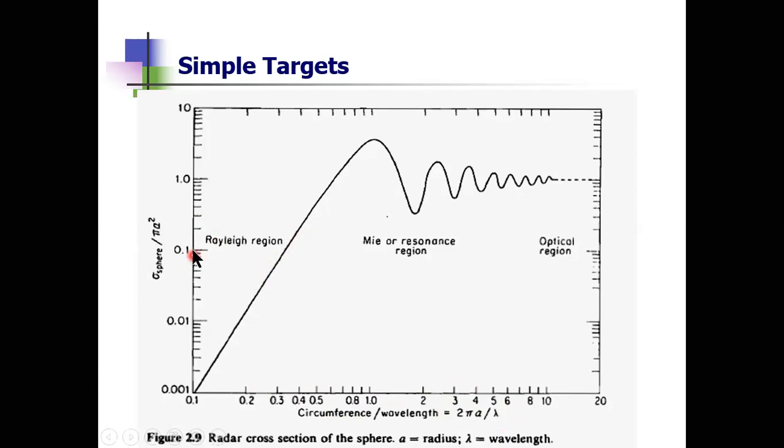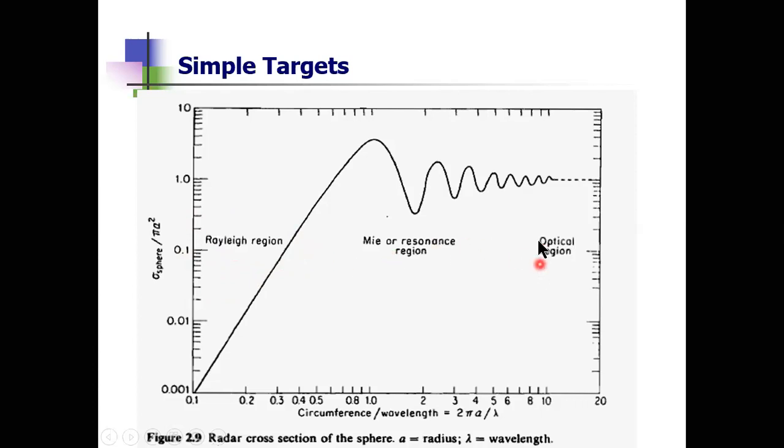The radar cross section in the Rayleigh region is proportional to the 4th power of frequency, that is f to the power 4, or lambda to the power minus 4. And it is determined more by the volume of the scatterer, that is the volume of the object, but not by the shape. So we are talking about the Rayleigh region here.